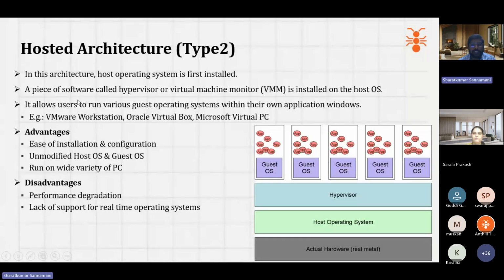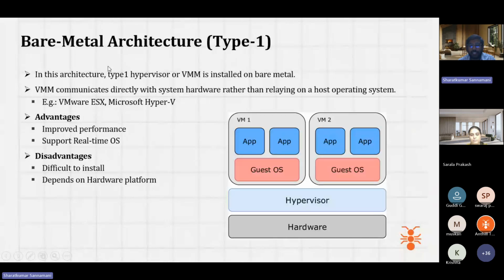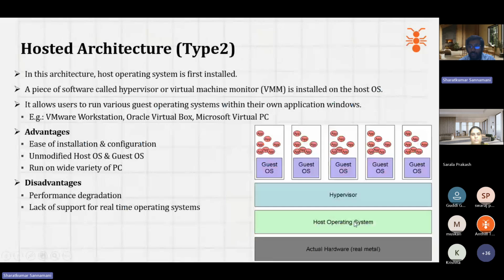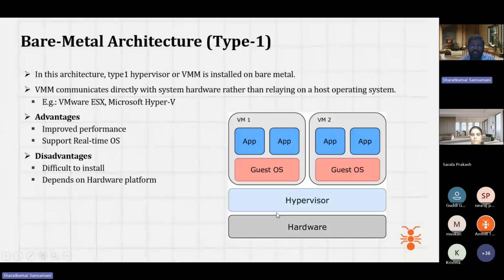So we'll see what type 1 is now. Type 1, as I mentioned, is bare metal, the actual hardware. In the previous diagram, you see there is a host operating system, but here you are not able to see that OS. Here the virtual machine is directly communicating with the hardware with the help of the hypervisor, which means we have eliminated the OS.